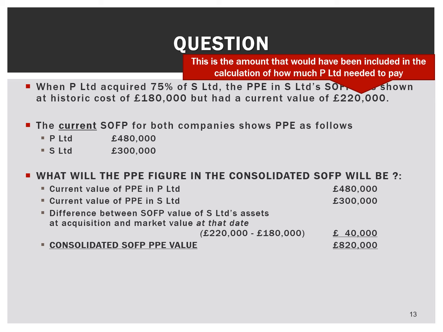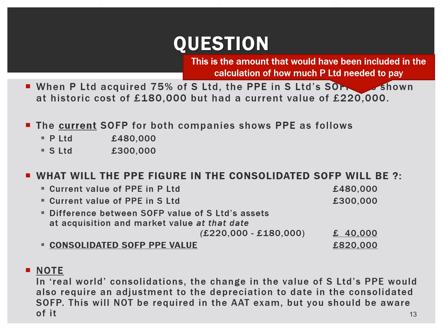Now, one thing I just want to mention that's not going to crop up in the exam, but you need to be aware of it if you encounter consolidations in a real world situation. Because we've changed the value of the subsidiary company's assets in the consolidated balance sheet, so that at the date of acquisition the value has been changed from 180,000 to 220,000. Although we've increased the asset value, we haven't increased the depreciation charge.